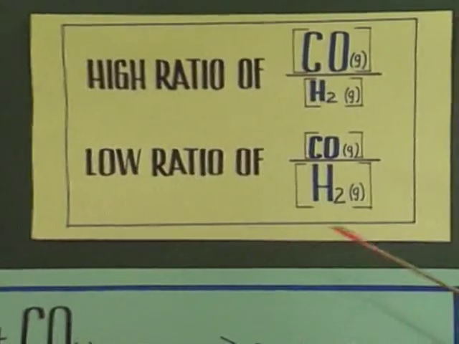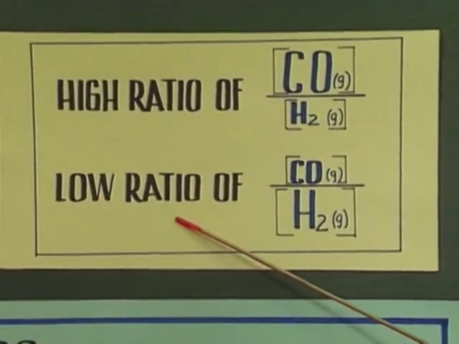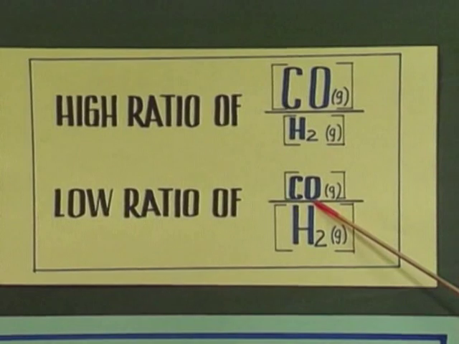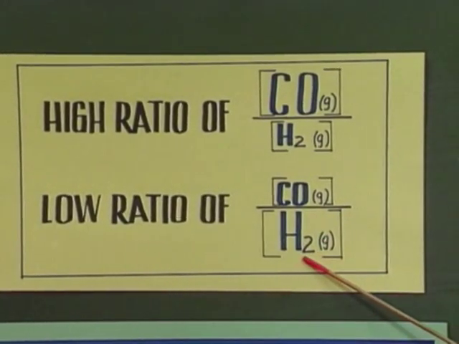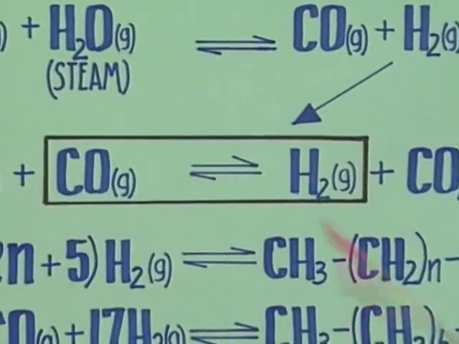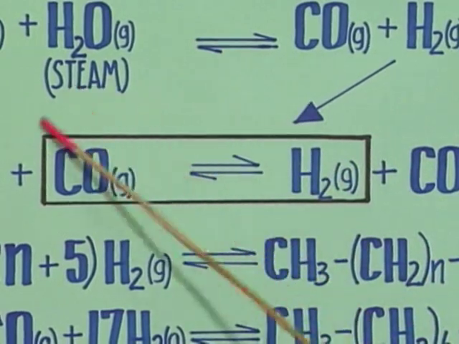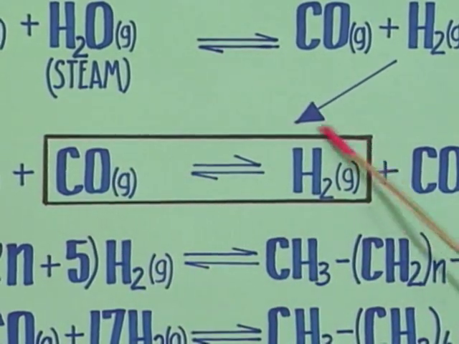in other words, to produce a low ratio of the concentration of carbon monoxide gas in mole per decimeter cubed to hydrogen gas in mole per decimeter cubed, is of utmost importance to engineers who must control the ratio of the concentrations of these two important gases.